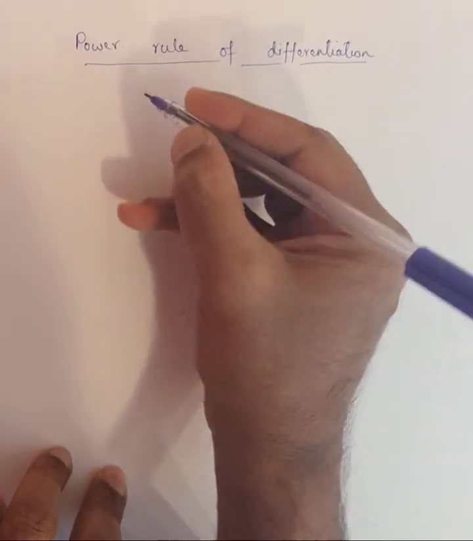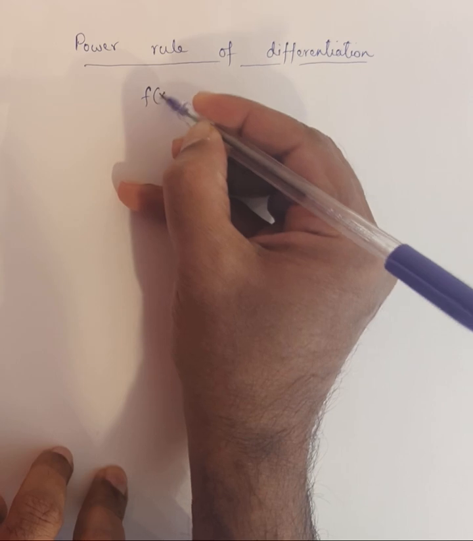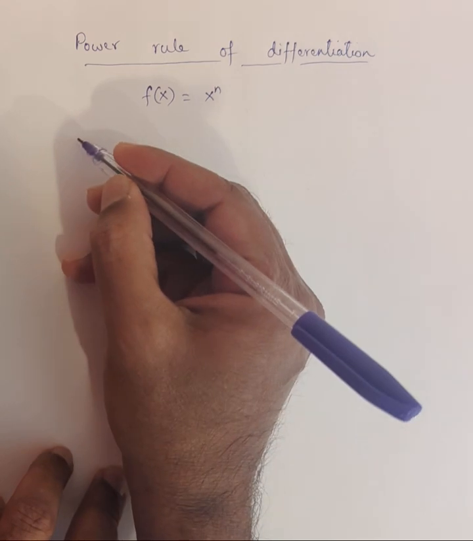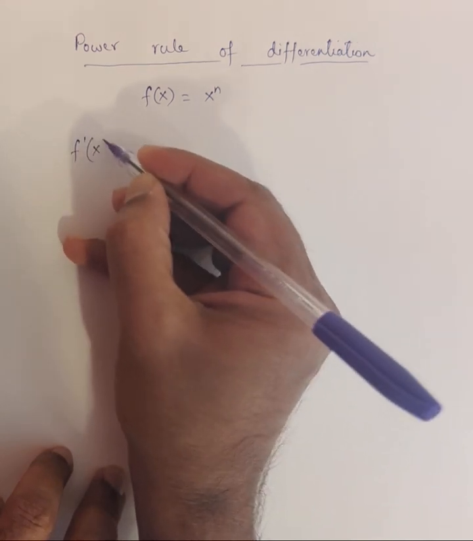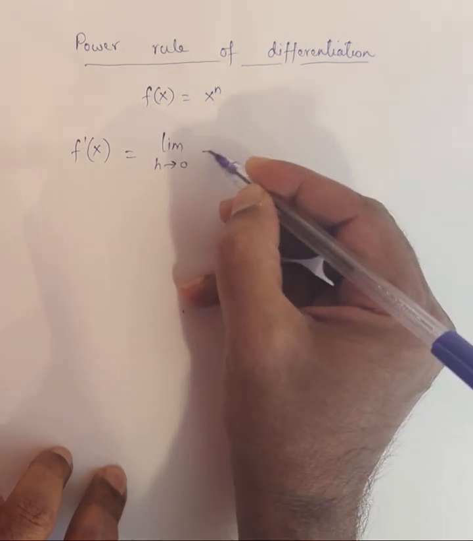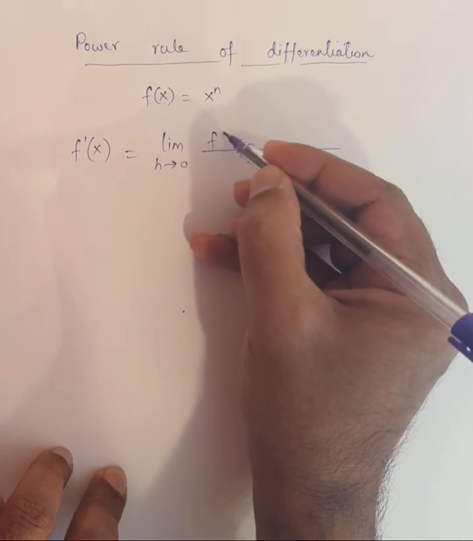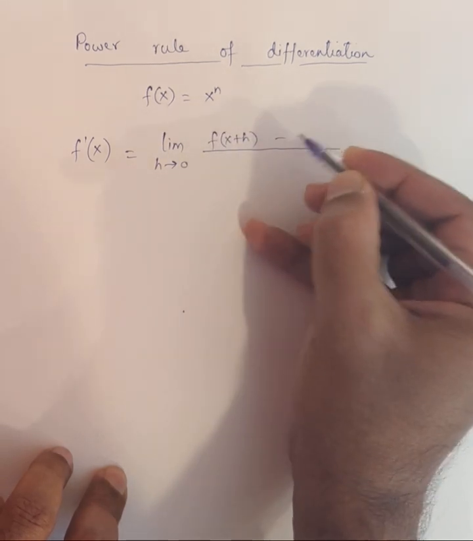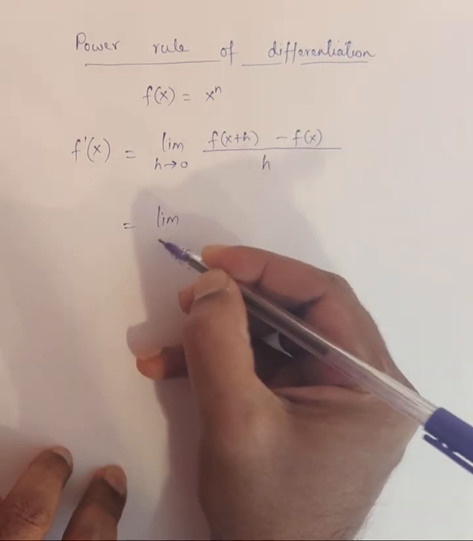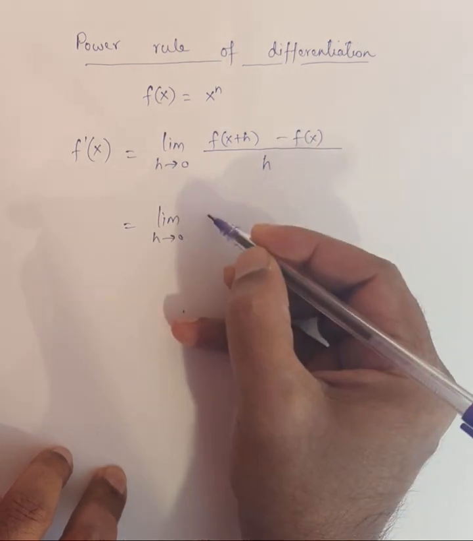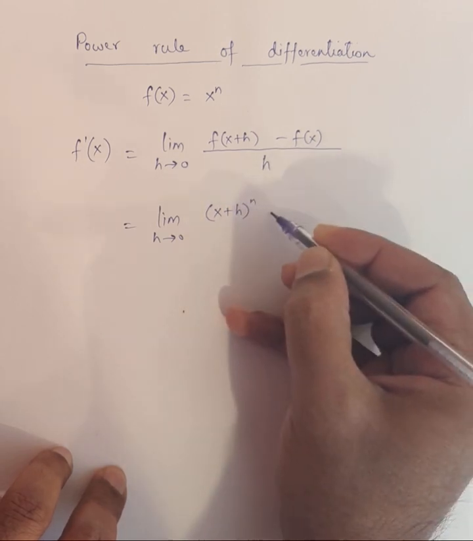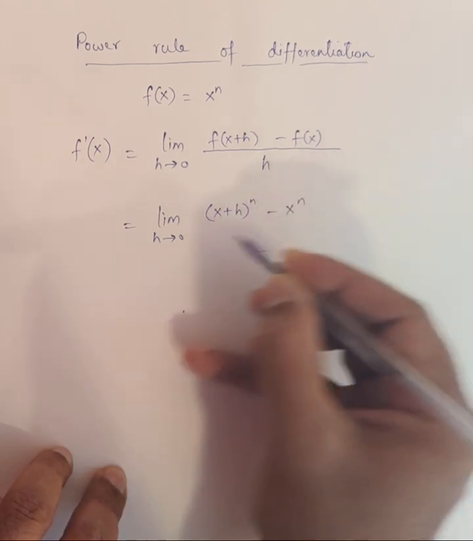We will derive a formula for the derivative of a function that looks like this, x to the power n. So by definition, if I want to find f prime of x, then I have to compute the limit as h approaches 0 of f of x plus h minus f of x over h. Now in this case, f of x is x to the n. So I would have to take the nth power of x plus h and subtract x to the n, divided by h.